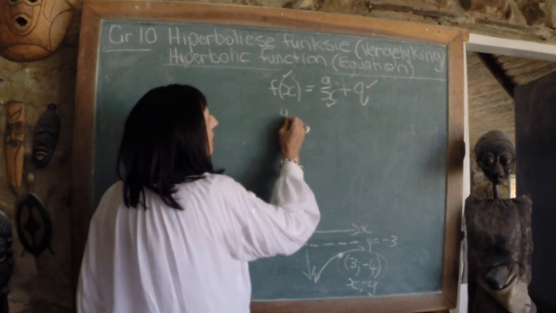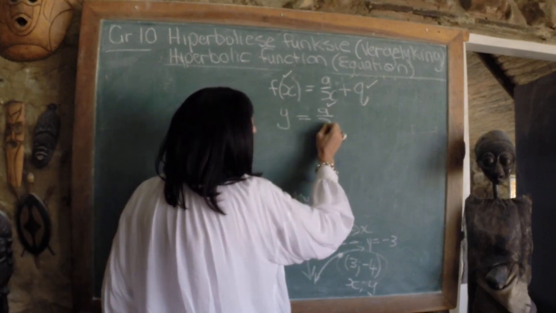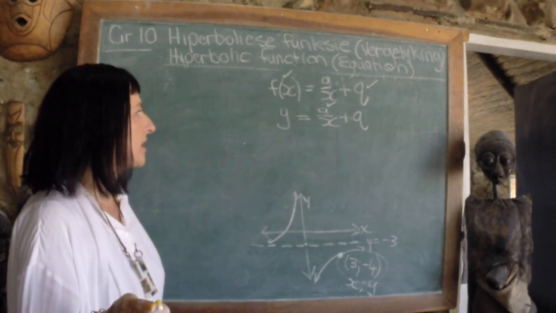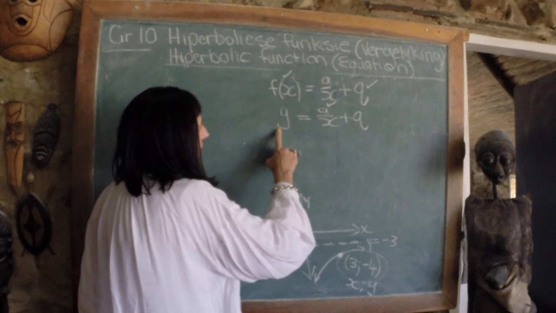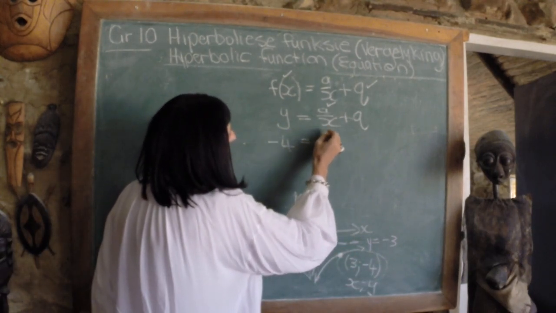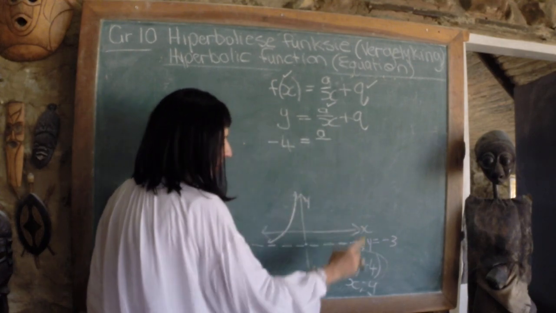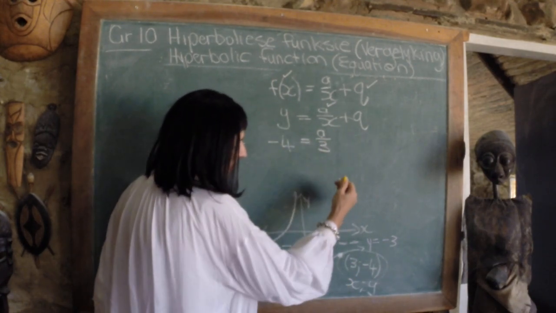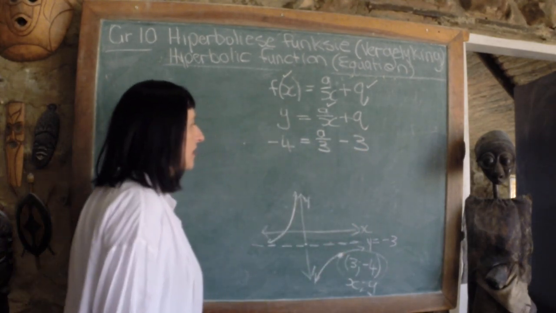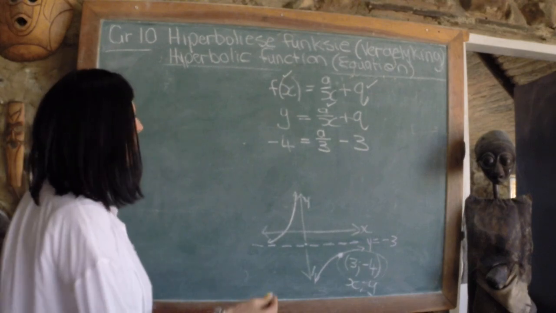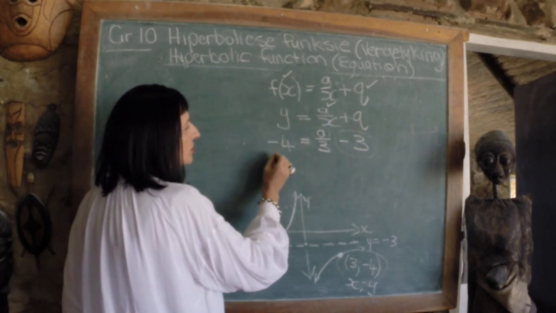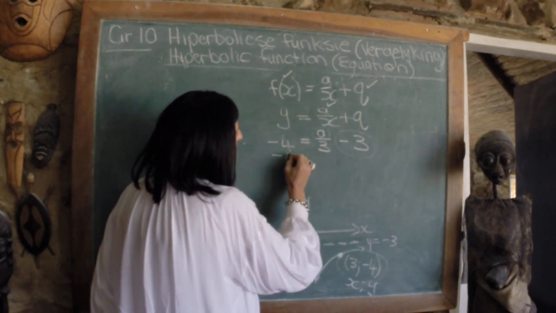So as ek my vergelyking gaan oorskryf, onthou f(x) en y is presies dieselfde ding. So I substitute the value of y equals minus 4. I haven't got a, so die waarde van x is 3, en dan weet ek hy het afgeskuif 3 eenhede, so q is minus 3. So wat ons nou gaan doen, we're going to determine the value of a, take the minus 3 over the equals 2, then it becomes a plus 3.